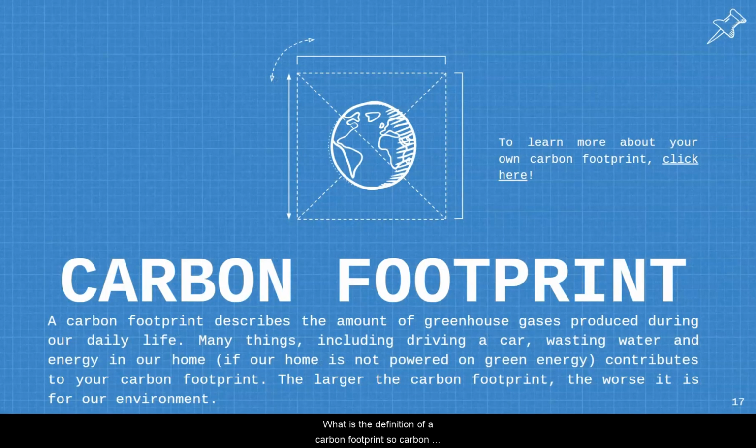So this is a definition of a carbon footprint. A carbon footprint describes the amount of greenhouse gases produced during our daily lives. Many things, including driving a car, water use, and energy in our own homes, contribute to our carbon footprint. So the larger the carbon footprint, the worse it is for the environment. Every day, we have programs and systems put in place in our schools, homes, and institutions where we're trying to reduce our carbon footprint. One common example is recycling. That can be an example of reducing your carbon footprint.